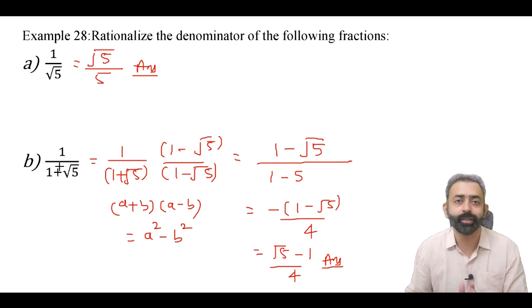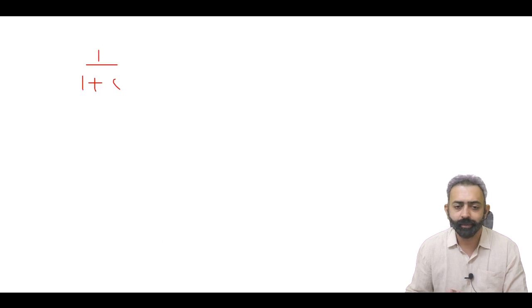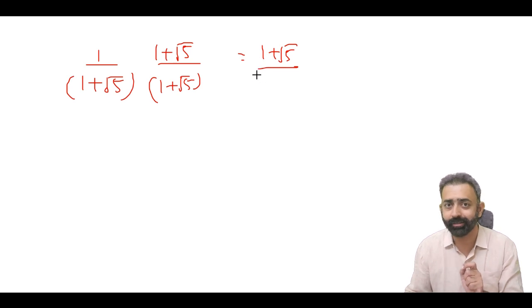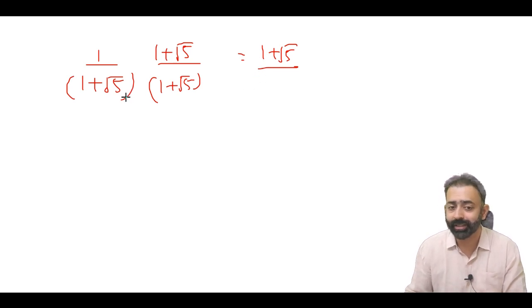But here we cannot simply square this 1 plus root 5. You might be thinking, why don't we multiply by 1 plus root 5 like this? Here also the denominator will become a square. Yes, it will become a square, but the root will still be there, because it is not just a square plus b square, rather it is a square plus b square plus 2ab, because this is 1 plus root 5 whole square.